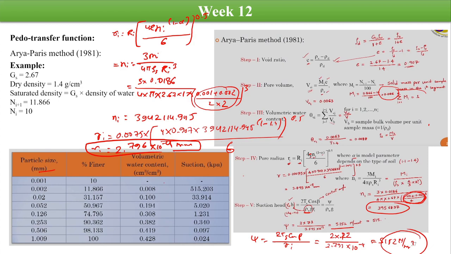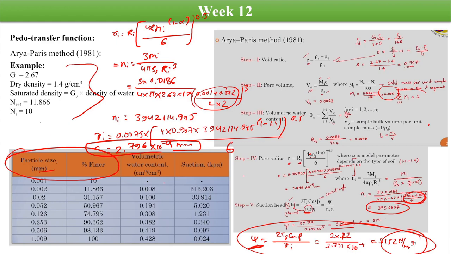Okay, so we started from these values and the particle distribution, and we reached the value of psi and also the value of theta. So from here we can calculate this as SWCC, the soil water characteristic curve. So that's what this Arya-Paris method was about. If we have the information about the particle size distribution and the basic geotechnical soil properties, then based on that we can calculate the soil water characteristic curve, or the relationship between the suction and the volumetric water content.